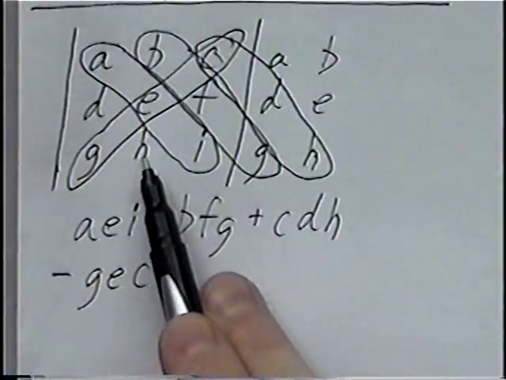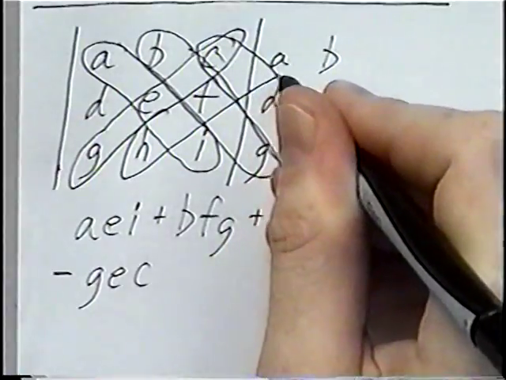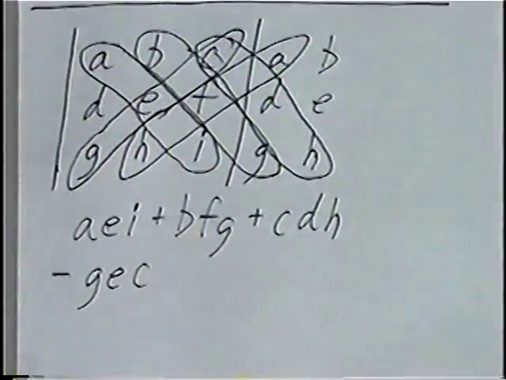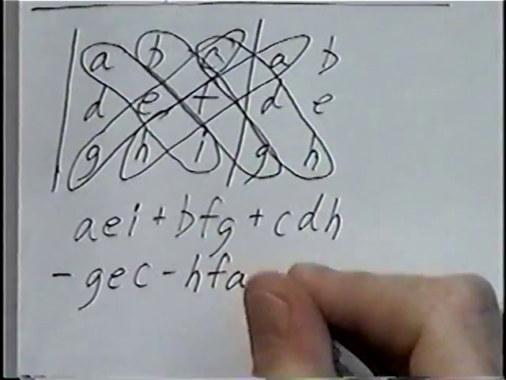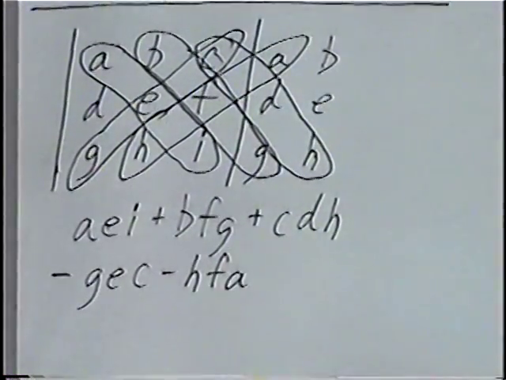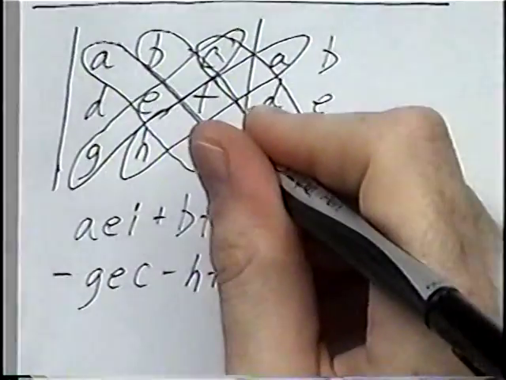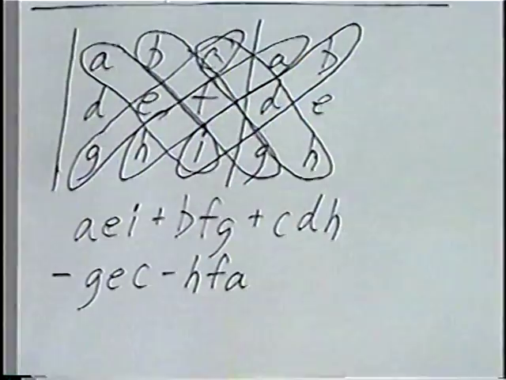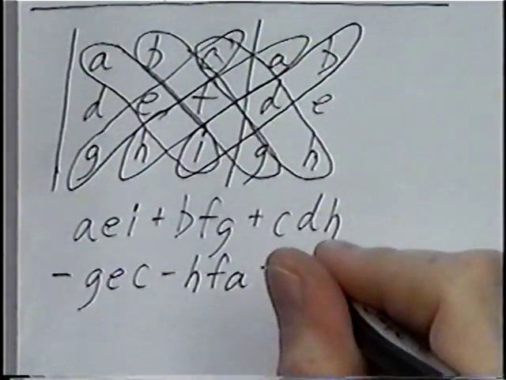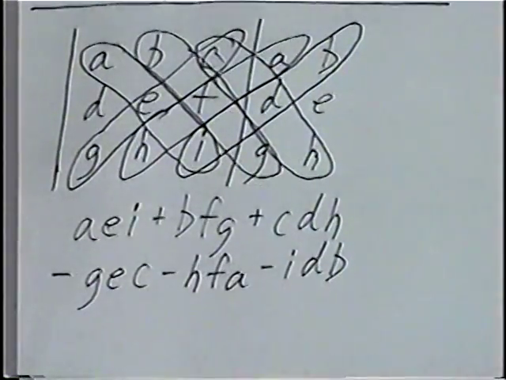Continuing the next diagonal, H, F, and A. Again, we'll multiply all 3 of those numbers, H times F times A, but this time we'll subtract since it's the diagonal going from the bottom left to the top right. And the last diagonal that we have, I, D, and B. Again, we'll multiply those and subtract them, which will be I, D, and B.